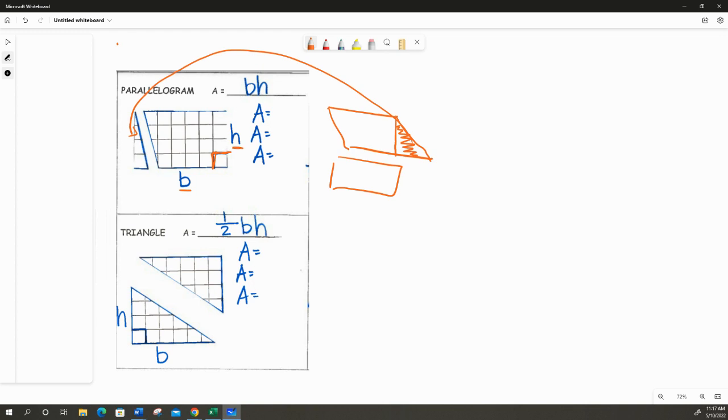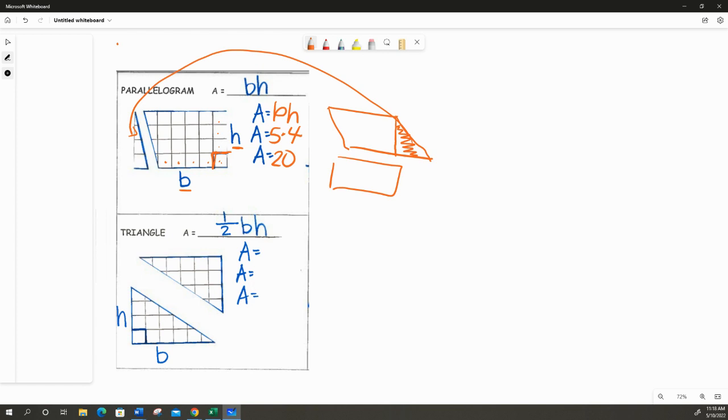So now all I'm going to do is plug in that information. So let's say we have base times height, which is our formula. And let's just say the height is, in this particular case, 1, 2, 3, 4 units. Let me clear that out. And let's say our base is 1, 2, 3, 4, 5 units. So we're going to do 5 times 4, and 5 times 4 gives us 20. So what that means is that there would be 20 of these boxes.